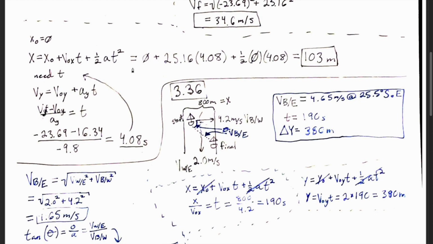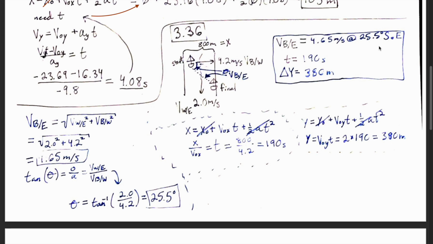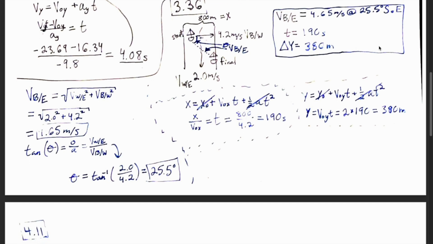And then over here, we plug it in. We say 0, of course, because that's 0. And then plug in all the numbers and you find that the x distance traveled is 103 meters. So that is that question. Moving on.